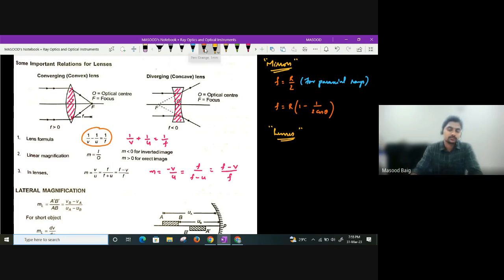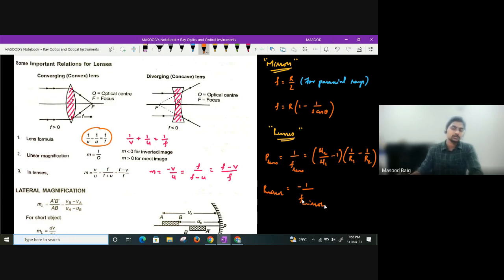The focal length of a lens will be found out by using a very important formula called the lens maker formula. The lens maker formula is used to find out the power of the lens. Power of the lens will be given as the reciprocal of focal length of the lens, and the formula will be mu2 by mu1 minus 1 into 1 by r1 minus 1 by r2. We will look into that as we move ahead, guys. In the same manner, power of a mirror will be the negative reciprocal of focal length, whereas power of a lens will be the reciprocal of focal length, which is given as mu2 by mu1 minus 1 into 1 by r1 minus 1 by r2.